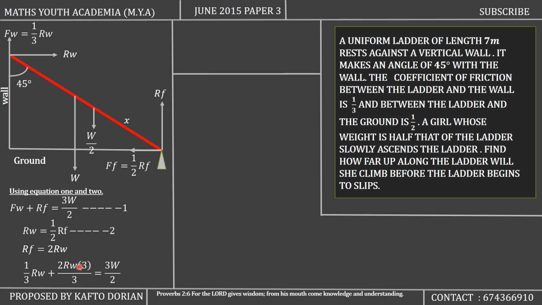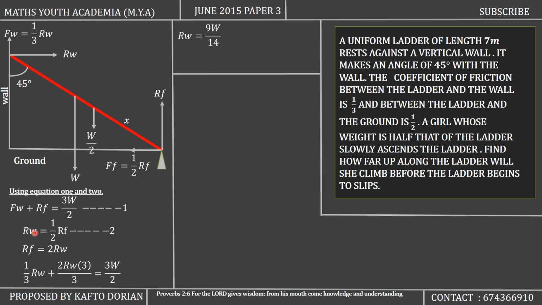I'm just doing it to sum the numerators, since the denominators are both the same. I equate it to 3 times the weight on 2. Okay, if you simplify correctly, you have your normal reaction force of the wall as 9 the weight on 14.